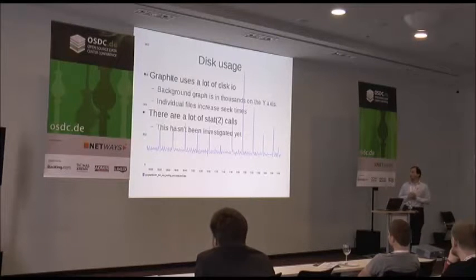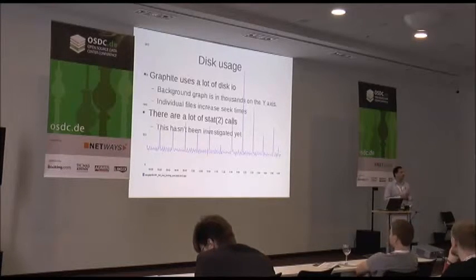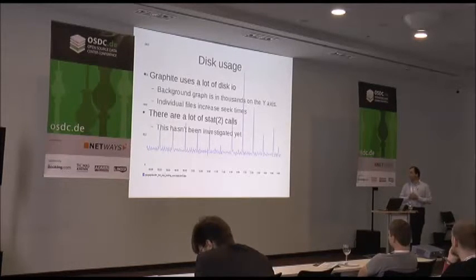Graphite uses a lot of disk I/O. This graph is as of yesterday afternoon. That's about 200,000 IOPS on a single box. That's what an SSD does, averaging about 26, 27,000 I/O. Still not fast enough. We still don't know why those spikes happen there, and there are a lot of stat2 calls that I will probably go and look at and see if we can get rid of, just for the performance increase.